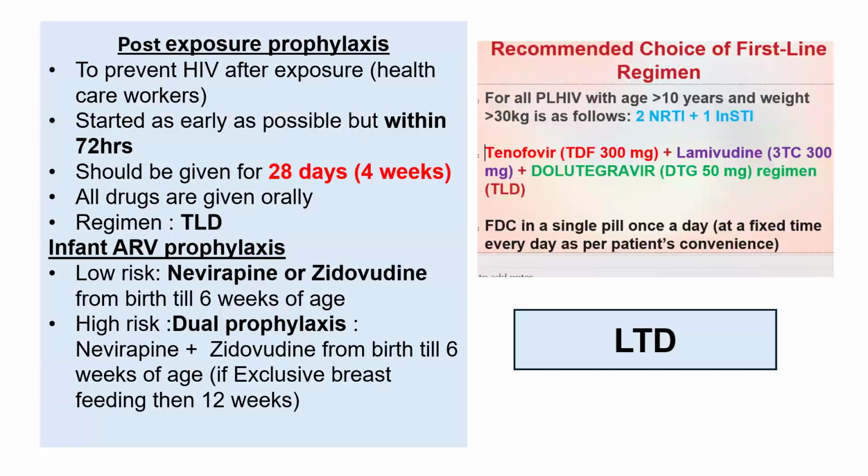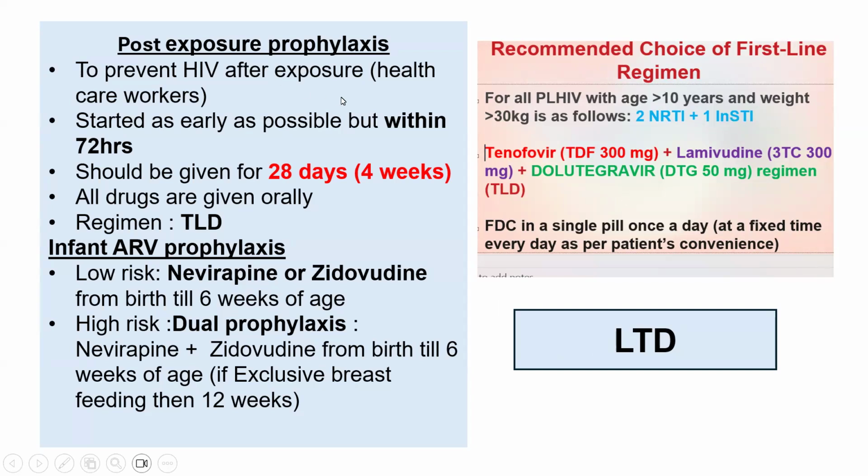And coming to post-exposure prophylaxis, very important. The normal first line regimen is TLD. You can remember it as LTD also. It is nothing but tenofovir, lamivudine and dolutegravir. Remember the doses also: tenofovir and lamivudine 300 milligram, dolutegravir 50 milligram. Okay, 2 NRTIs and 1 integrase inhibitor is the normal first line regimen.